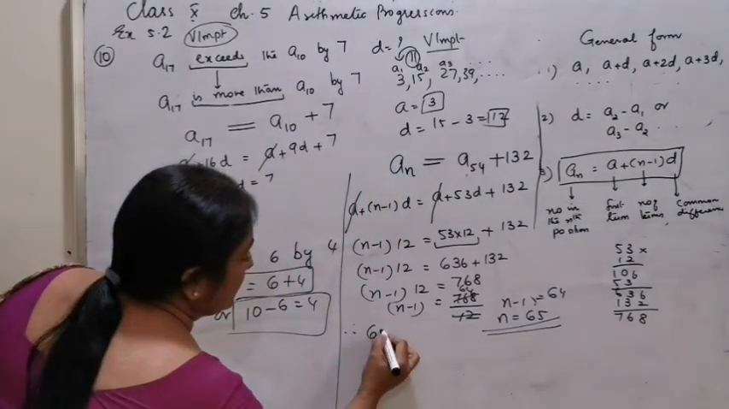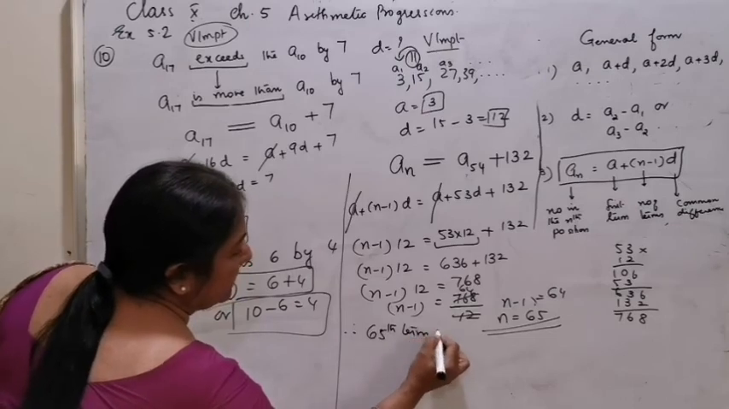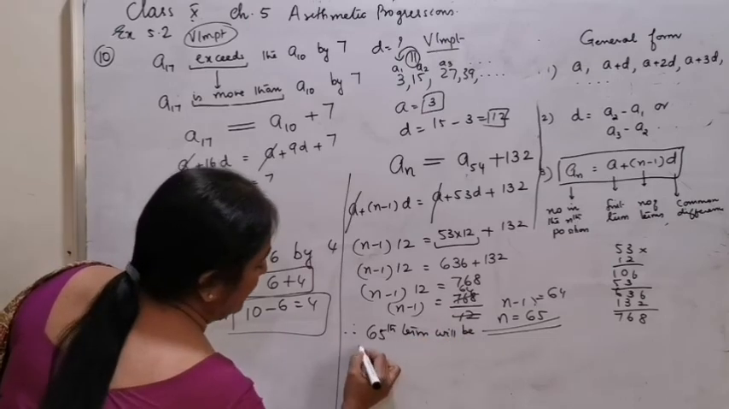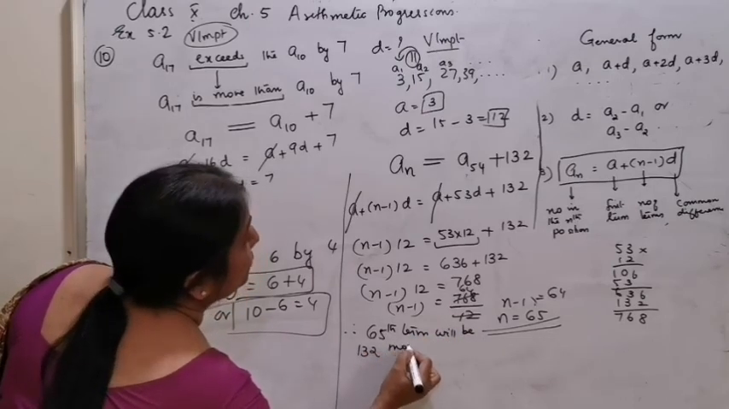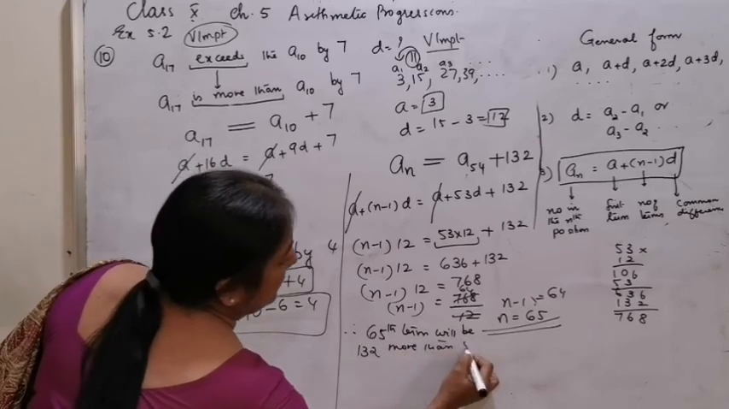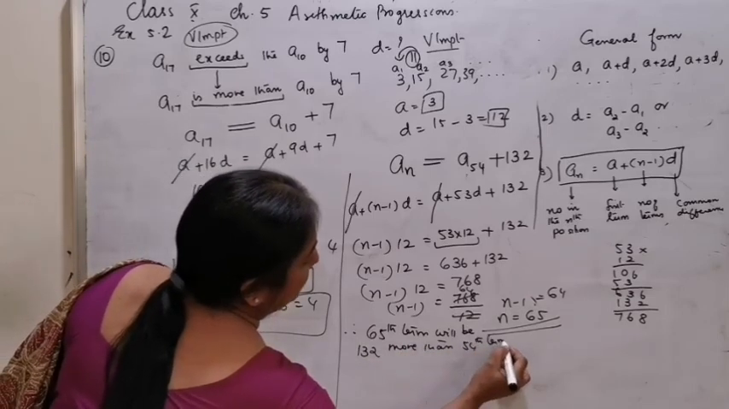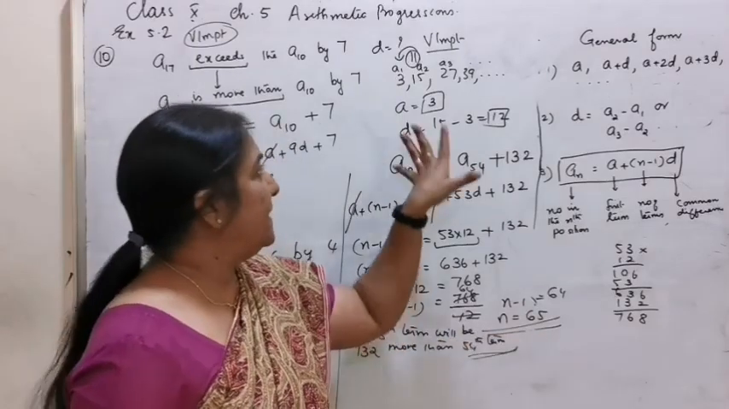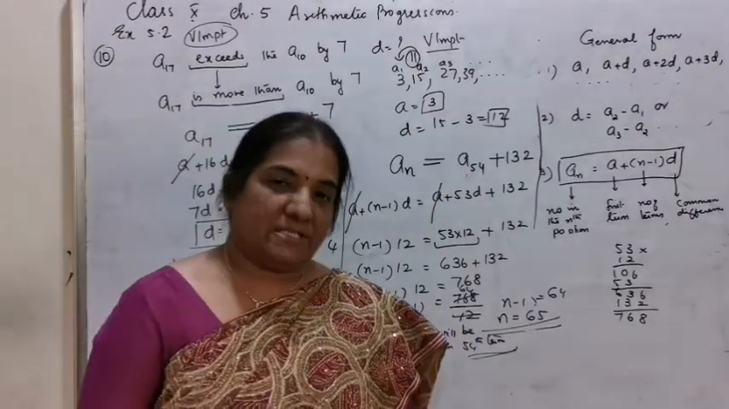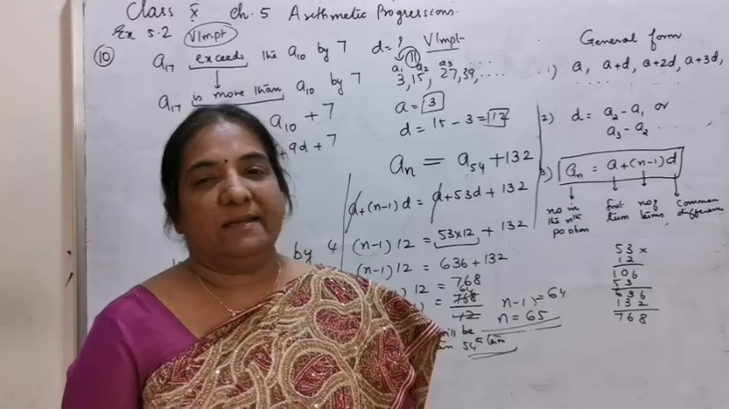Therefore, the 65th term will be 132 more than the 54th term. Answer. It's a very important 3-mark question. The remaining questions we will do in the next class.